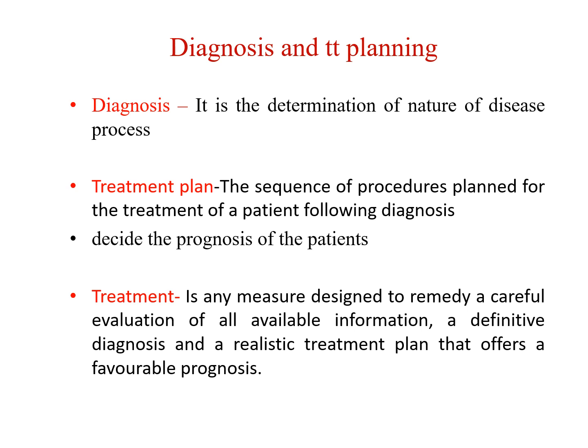Moving on to diagnosis and treatment planning. What is diagnosis? It is the determination of the nature of the disease process. What is a treatment plan? The sequence of procedures planned for the treatment of a patient following diagnosis. This helps to decide the prognosis of the patient. What is treatment? It is a measure designed to remedy, based on a careful evaluation of all available information, a definitive diagnosis, and a realistic treatment plan that offers a favorable prognosis.